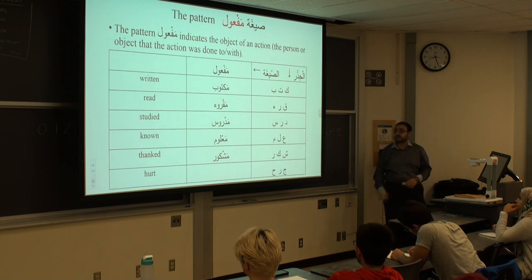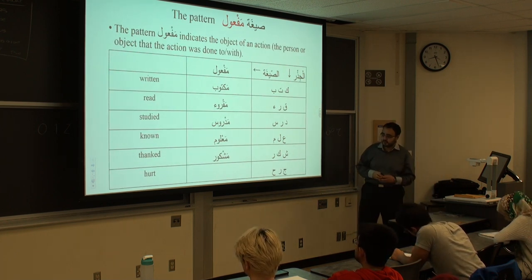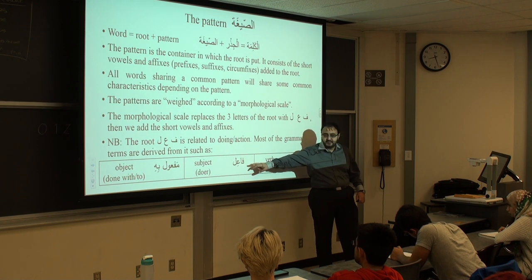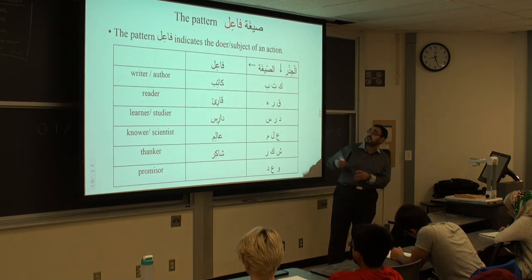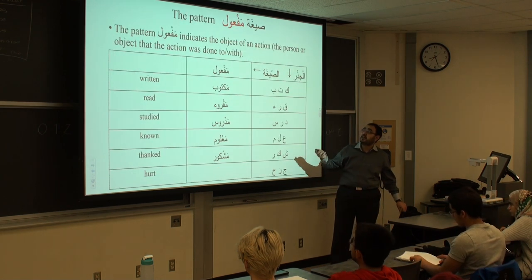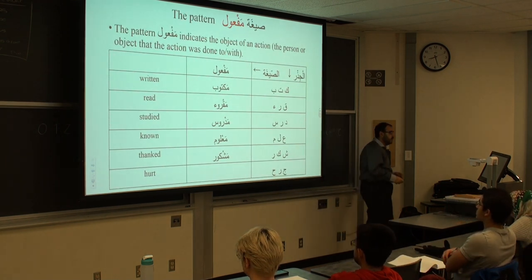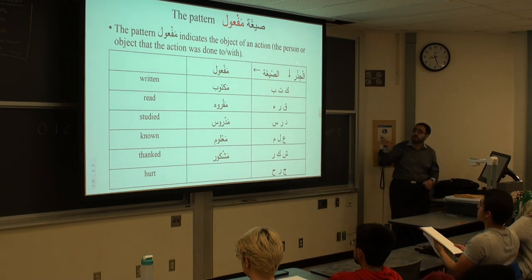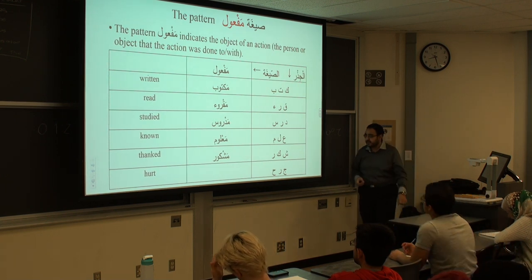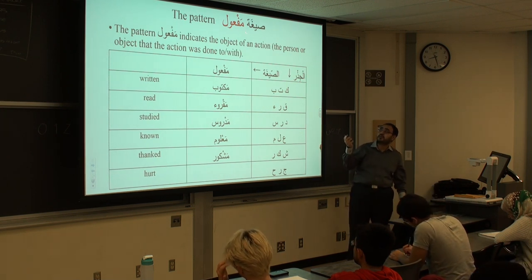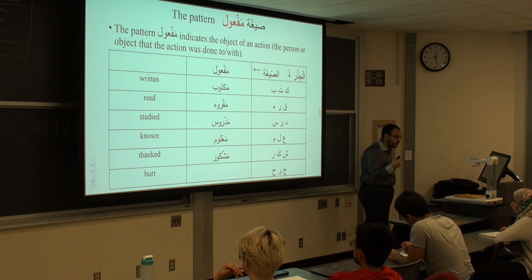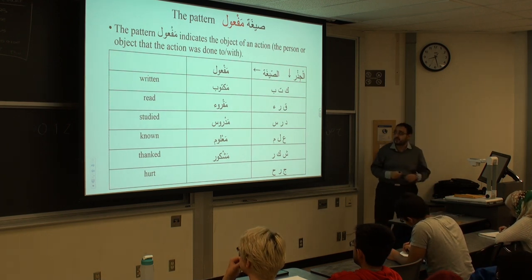Okay, let's move on to another pattern, the pattern maf'ul. Do you remember when we were talking about the grammatical terms? The grammar term fa'il indicated the subject, and the pattern fa'il indicated the doer. So here we have the maf'ul bihi, which indicated the object. The maf'ul pattern will also indicate the object of the action, i.e. the person or the object that the action was done to or done with. So the pattern or the siha of maf'ul indicates the one or the thing that the action was done to or done with, okay?